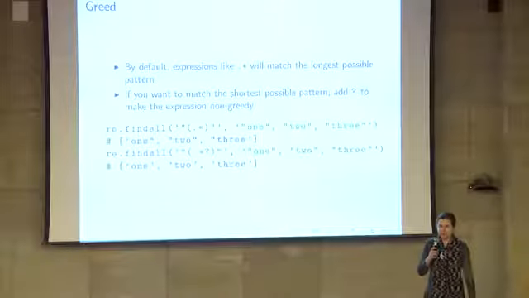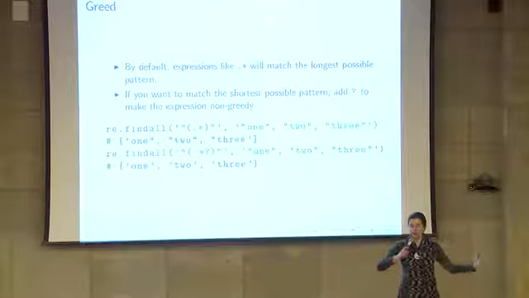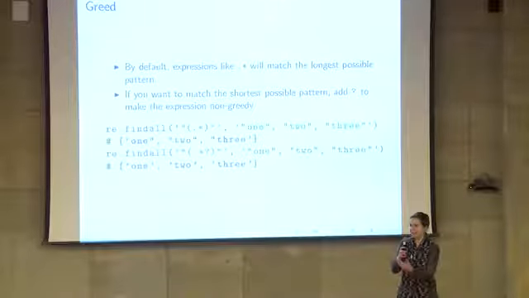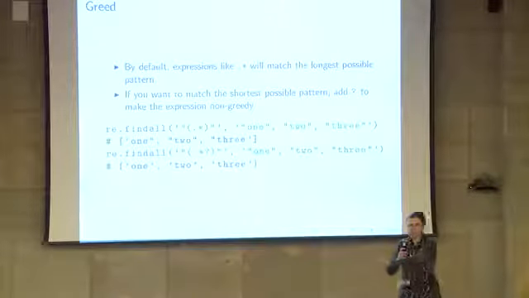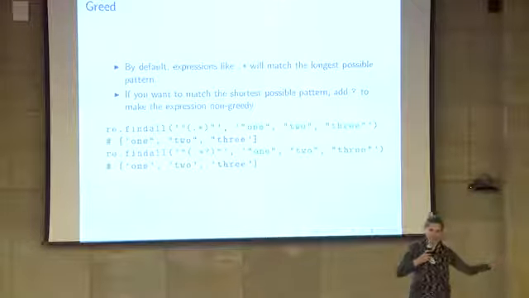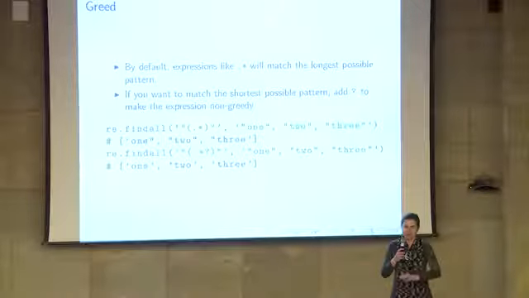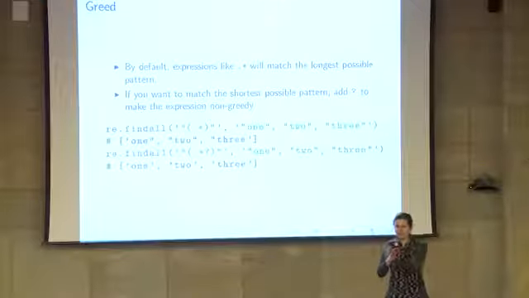By default, expressions like dot star will match the longest possible pattern. In general, regular expressions are greedy, so they'll go for the longest thing that they can possibly match if there are multiple overlapping things that could match. People usually encounter this for the first time when they're trying to match things between, for example, quotation marks, and they have multiple sets of quotation marks on the line, and if they just put dot star, it'll happily match everything from the first quotation mark to the last quotation mark, which is usually not what you want. If you put a question mark after your star, that'll make it non-greedy, so it'll match the shortest possible pattern, and in this case, it'll find the 3 separate instances correctly.